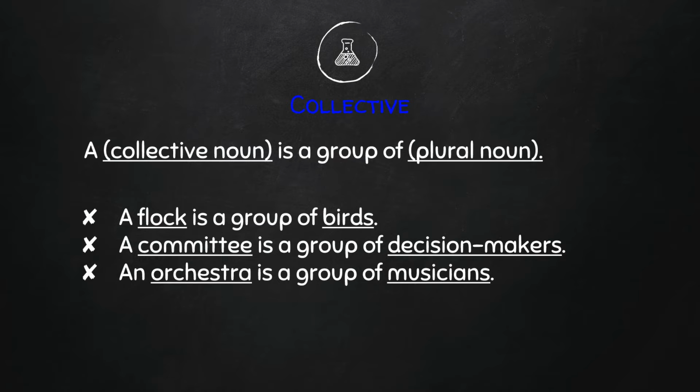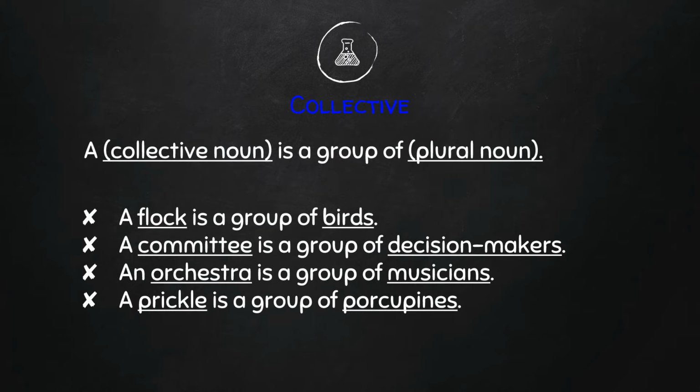Here's another example. An orchestra is a group of musicians. A prickle is a group of porcupines. Bet you didn't know that. So here are just some examples of how you can use this equation. It's a really good one to know. It's good to use to check yourself on the quiz whether a noun is a collective noun.